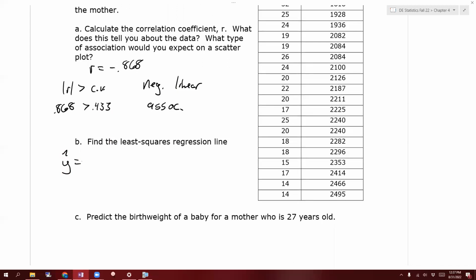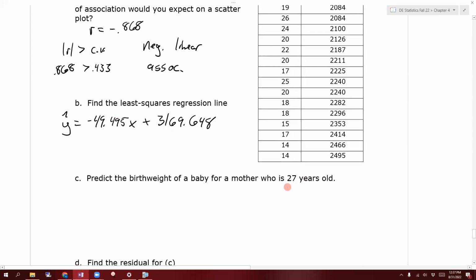slope and our y-intercept. So negative 49.495 x plus 3169.648. Now, all of this data was age of a mother, birth weight of a baby. And so it wants us to predict the birth weight of a baby if the mother is 27 years old. So 27, that's our x value. So y hat equals negative 49.